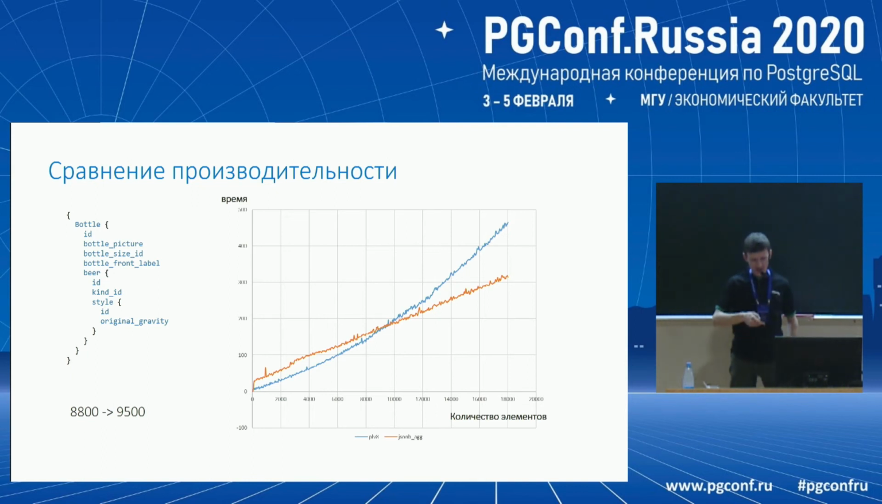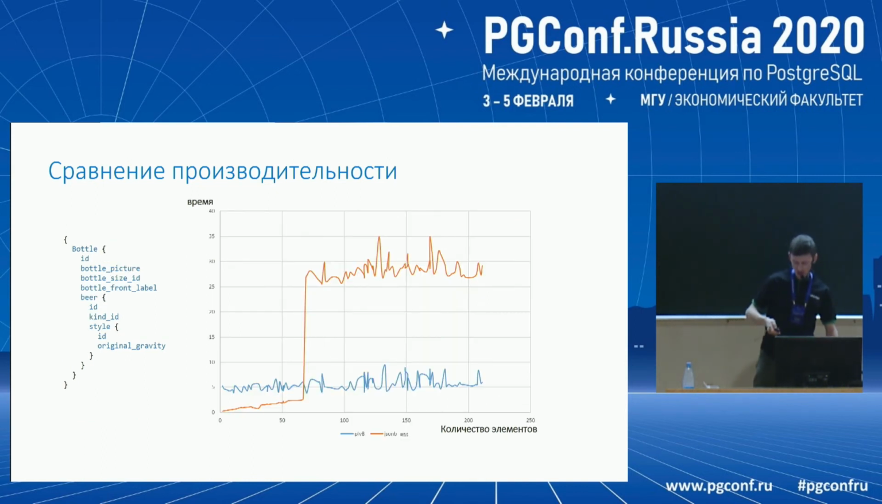If you look at it, this brown line, it has a spike. This spike is interesting. First, the aggregate works better, and then there is a spike, and then PLV8 becomes much better, performing much better. I tried to understand why it happened.